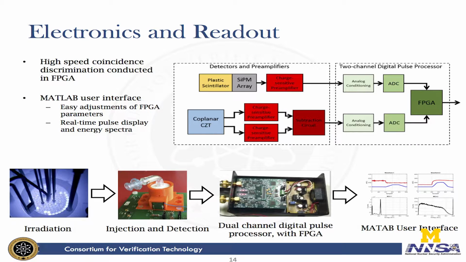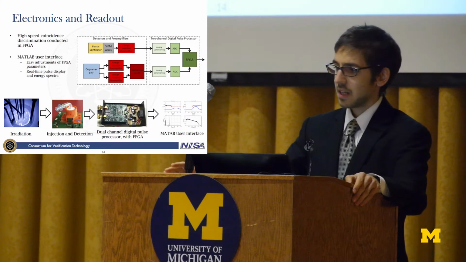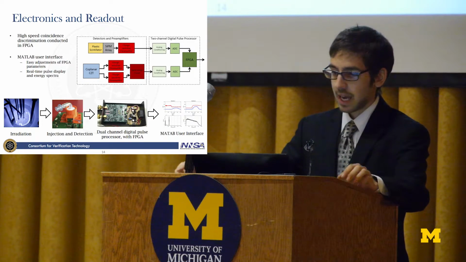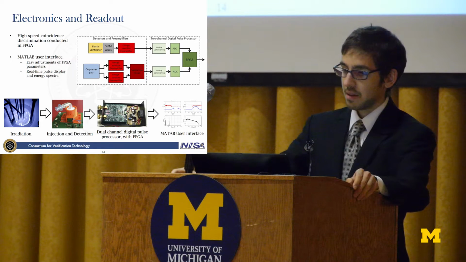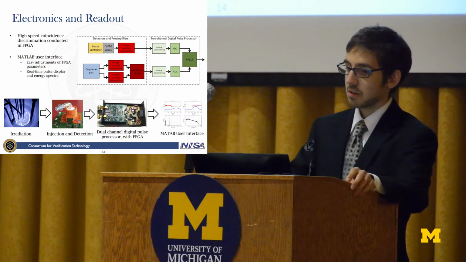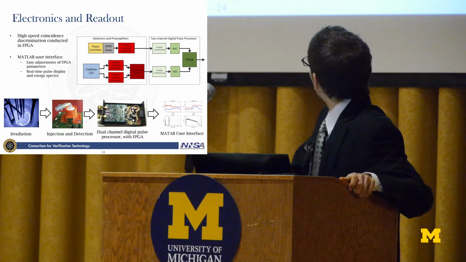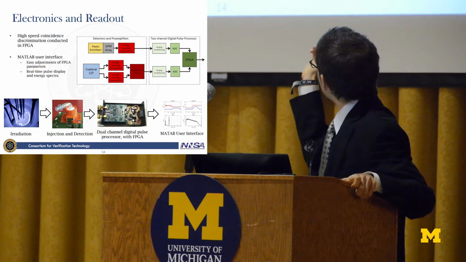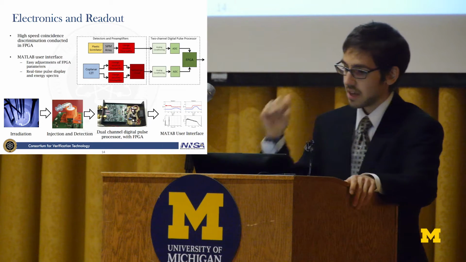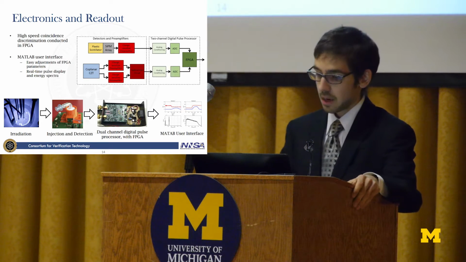And so for our readout, we're using the same digital pulse processor as we did for the TE-CZT system. It has that FPGA for high-speed coincidence discrimination. And then we use a MATLAB user interface to adjust various parameters in the FPGA, such as coincidence timing window, gain, et cetera, and this system allows us to have a real-time pulse display and energy display. On the bottom right there, you can actually see what the user interface looks like. You've got the pulses and the spectra, and this is actually real data from a xenon-135 measurement.